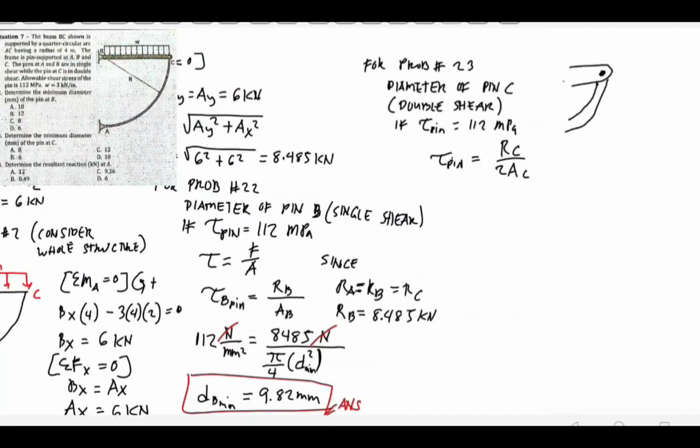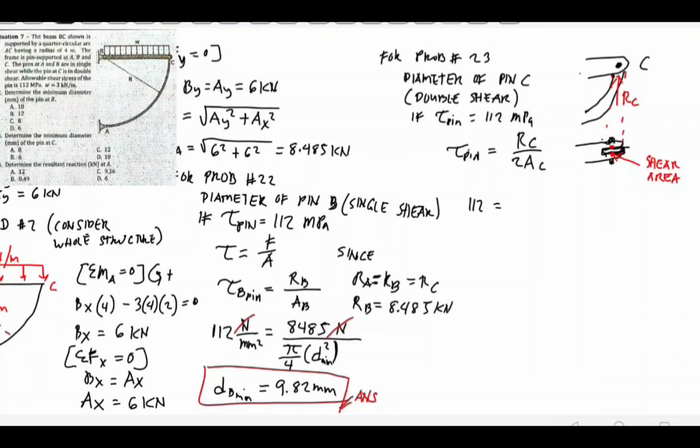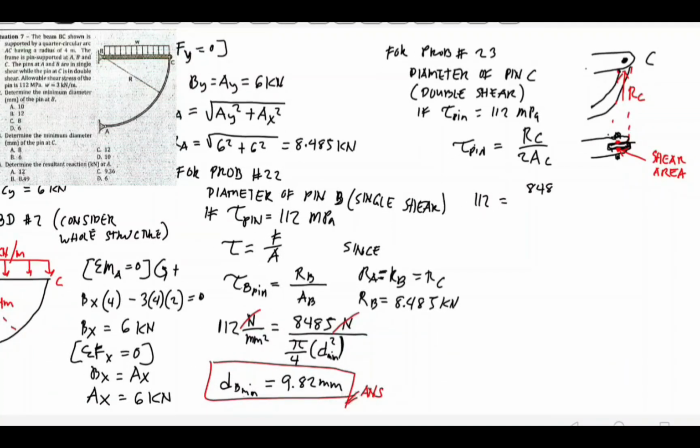Why twice the shear area? Here is why: pin C has two shear areas, like this. That is where it will fail in shear against the shear force. If we look at it closely, there are two resisting areas against the applied force, or the resultant force. So we substitute: 112 equals 8485 over 2 times pi over 4 d squared. We calculate, and we get d minimum equal to 6.9 millimeters.